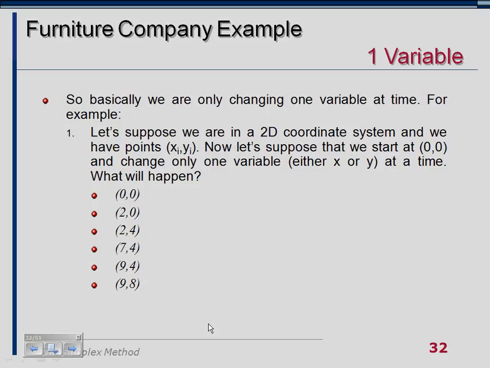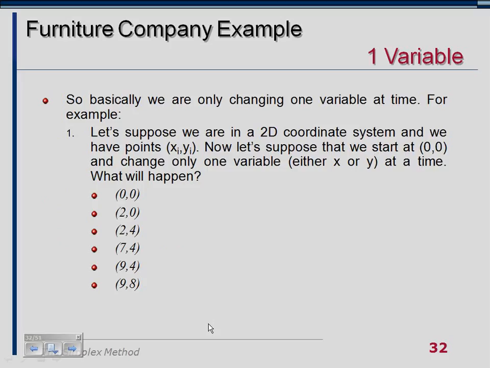Let's suppose that we're in a 2D coordinate system and we have points xi, yi. Now let's suppose that we start at 0, 0, and we change only one variable, either x or y, at a time, all right? So what will happen? Well, these are just random changes, all right? These numbers don't mean anything. 0, 0, and then I'm going to change the x coordinate. So I'm going to get, say, 2, 0. Then I want to change the y, 2, 4. Then I want to change the x, 7, 4. Then I'm going to change the x again, 9, 4. Then I'm going to change the y, 9, 8.